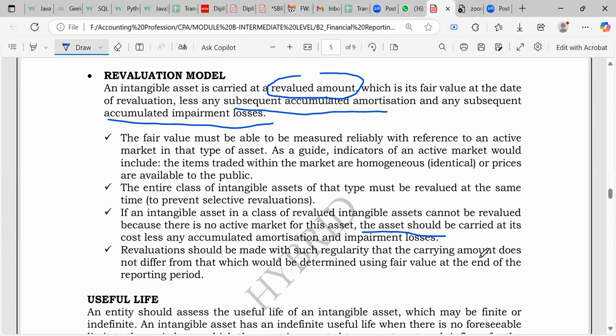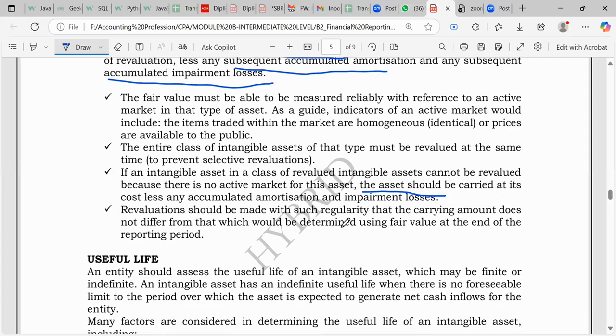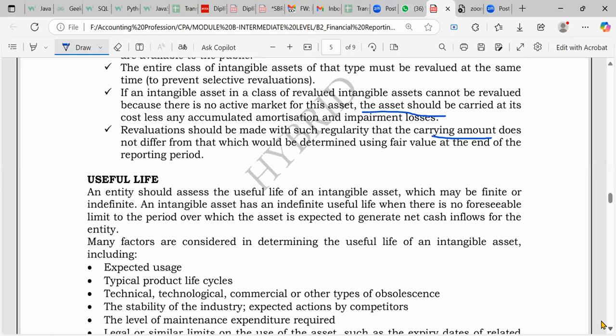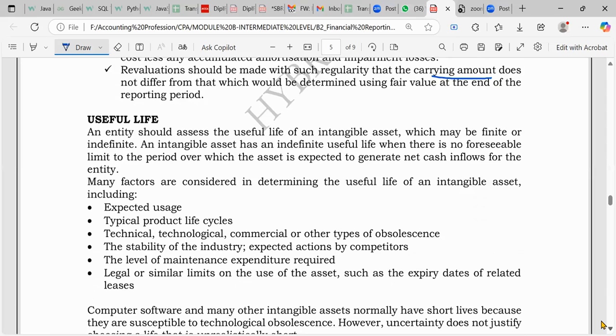And lastly, the revaluation should be made with such regularity. The frequency of revaluation depends on the volatility of the asset. And revaluation is usually applied when you see there is a material difference between the carrying amount and the fair value, right? Even if there are a lot of changes, but the difference is not material, then there is no point changing because it will just be the same. You would just be wasting time. And that's why, as I told you before, accounting works on the principle of materiality. Is it material to do that? Because changes would always be there.